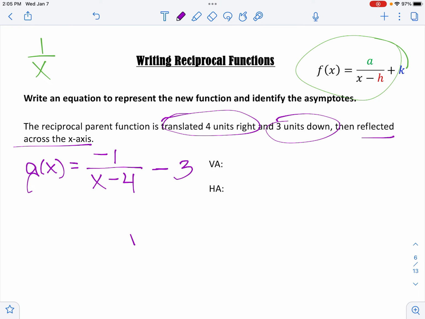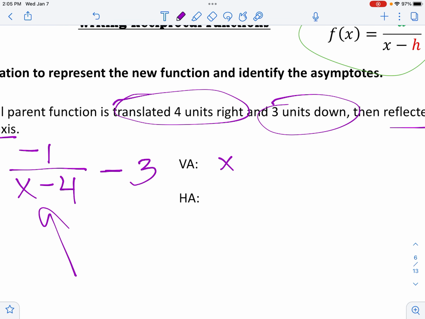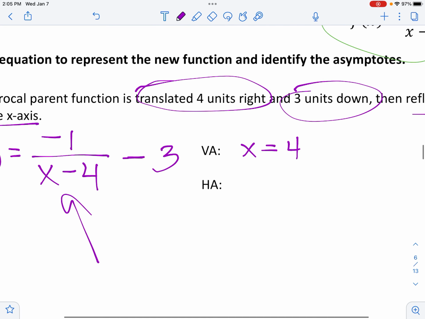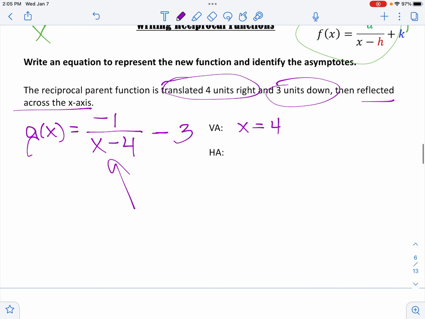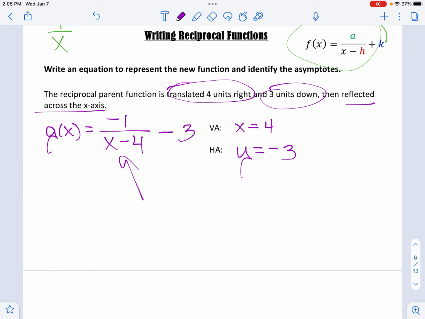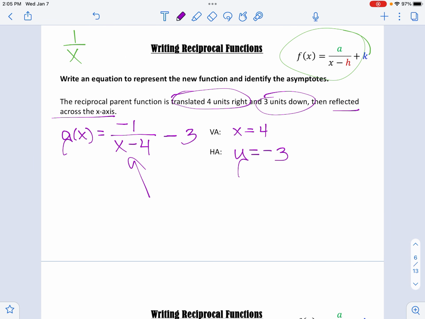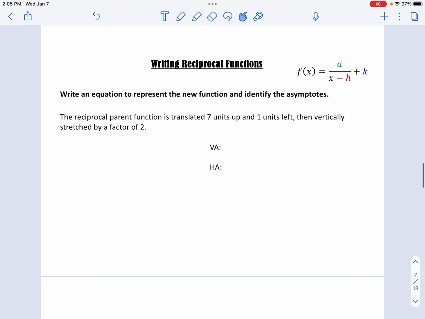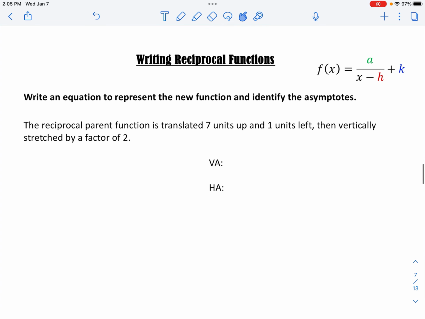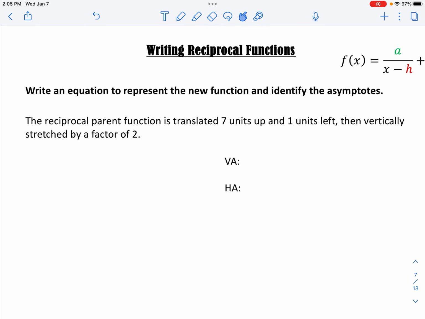Okay? Now my vertical asymptotes and my horizontal asymptotes just match the stuff that I have here. So for the vertical asymptote, I want to say, when would this be equal to 0? That's when x is equal to 4. Okay? And then what's my horizontal asymptote? When y equals negative 3. And that's it. So that's just getting used to how you would write a function and what the vertical and horizontal asymptotes are. Let's try again. Okay, same thing.